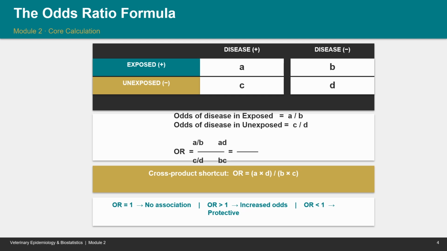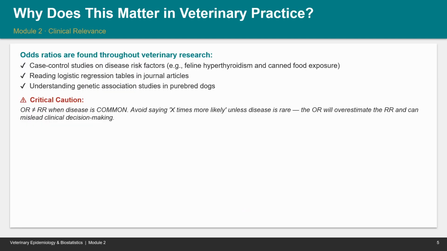In veterinary medicine, odds ratios come up in case control studies investigating risk factors for diseases like feline hyperthyroidism, canine lymphoma, or equine laminitis. They also appear in genetic association studies.